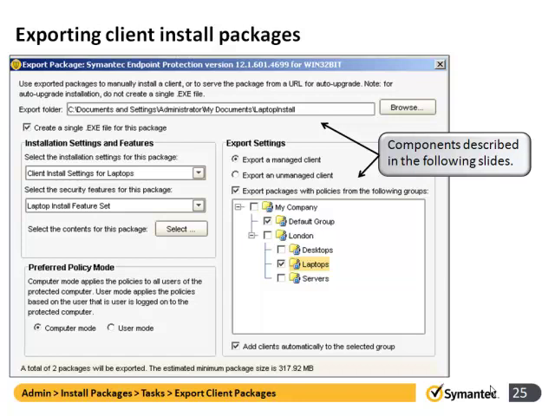Here we can choose those install settings and features from the drop-downs and the preferred policy mode, computer mode or user mode. We could choose the export settings on the right and we can choose the group that we wish this particular package to apply to. This will mean that all the computers that this package is installed on will then appear in the selected group.